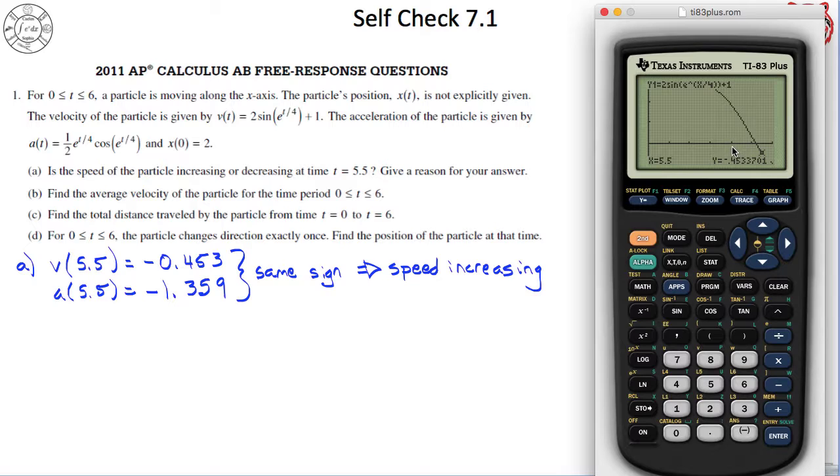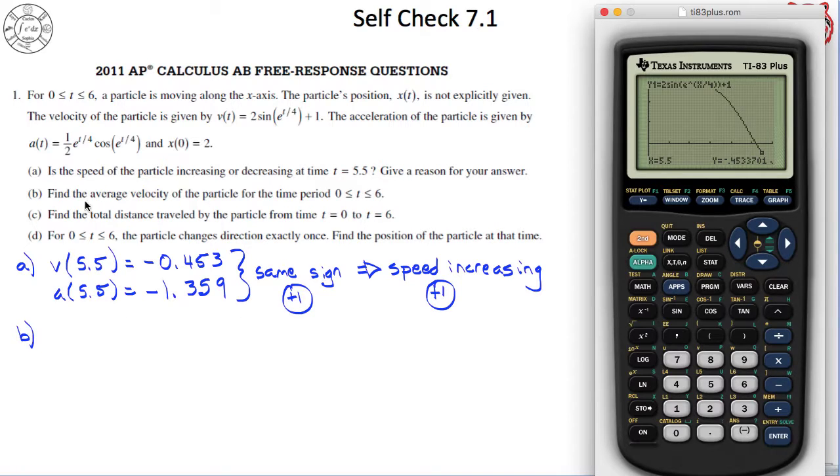All right, let's look at the way that you score this thing. This one is a conclusion with reason. As long as you say acceleration and velocity have the same sign, that's your reason. And speed increasing, that's also another point. So 2 points for A.